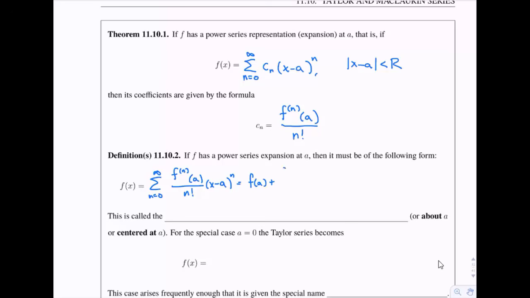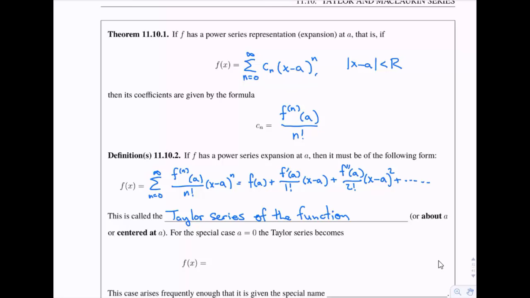Again, this is just plugging my coefficient formula into my power series equation. So writing this all out: f of a plus f prime of a divided by 1 factorial times (x minus a), plus the second derivative evaluated at a divided by 2 factorial times (x minus a) squared, and so on and so on. This is called the Taylor series of a function at a, or about a, or centered at a.